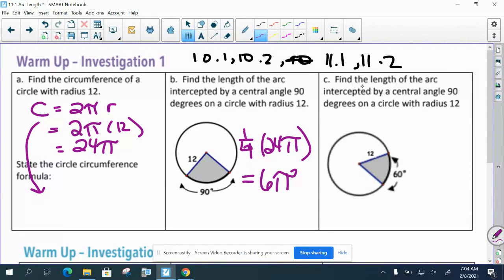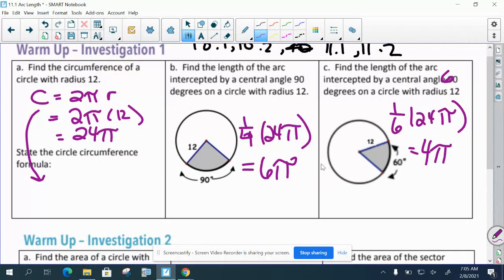And then C says to find the length of an arc intercepted by a central angle, this is supposed to say 60 degrees, with the radius of 12. So 60 degrees would be 1/6 of the entire circle. So 1/6 of 24 pi would give us 4 pi. So in today's lesson, we're going to learn a formula that will give us the arc length of any arc, not just 90 degrees or 60 degrees.